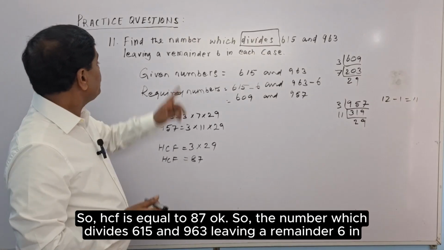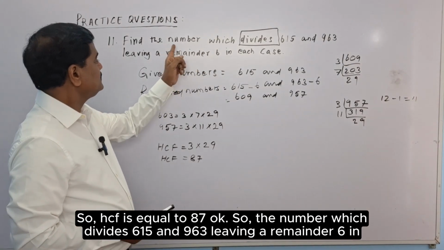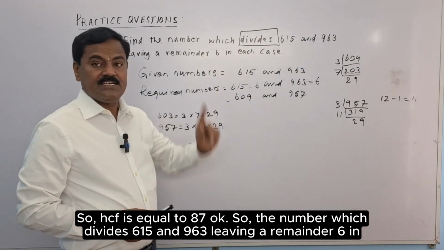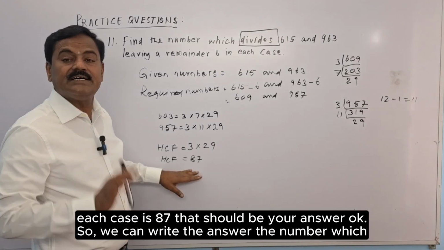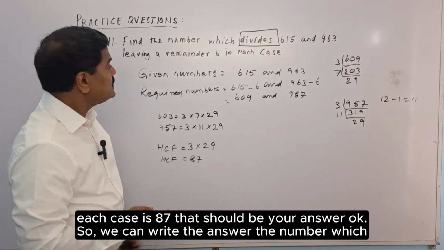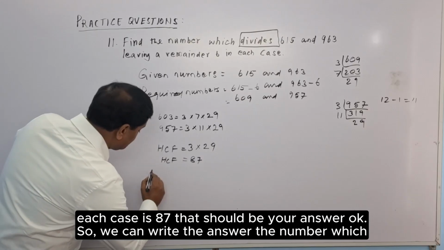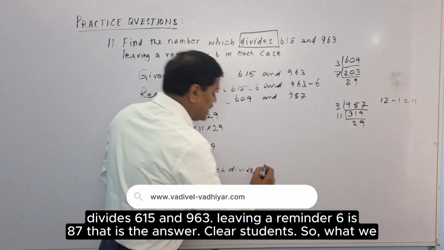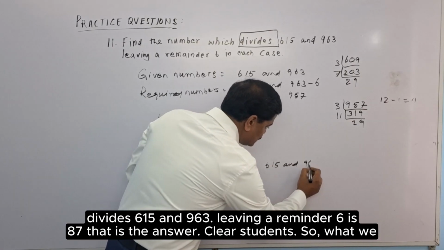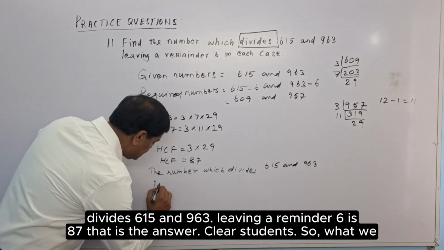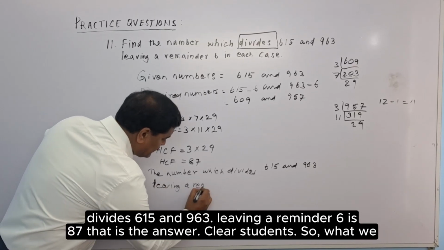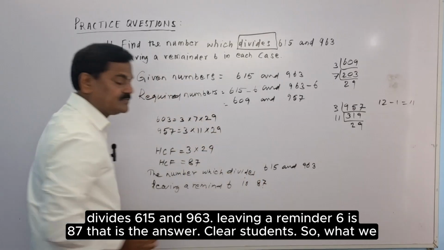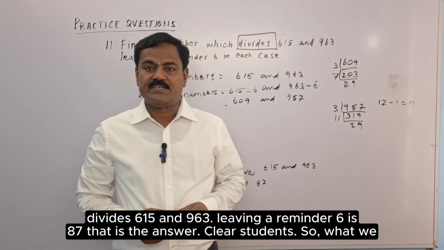So the number which divides 615 and 963, leaving a remainder 6 in each case is 87. That should be your answer. So we can write the answer: the number which divides 615 and 963, leaving a remainder 6 is 87. That is the answer.